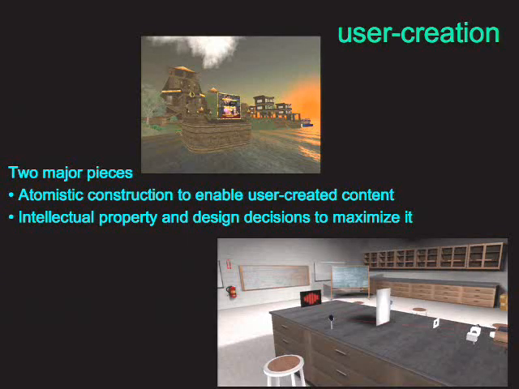So how do we allow user creation? There are two pieces. Atomistic construction is the actual mechanics of how we build. We'll talk about that a fair amount because that gets to the heart of why we need a scripting language. The second one is making decisions to encourage user creation, things like picking the right intellectual property regime. In our case, allowing the people who create to retain ownership of what they create.